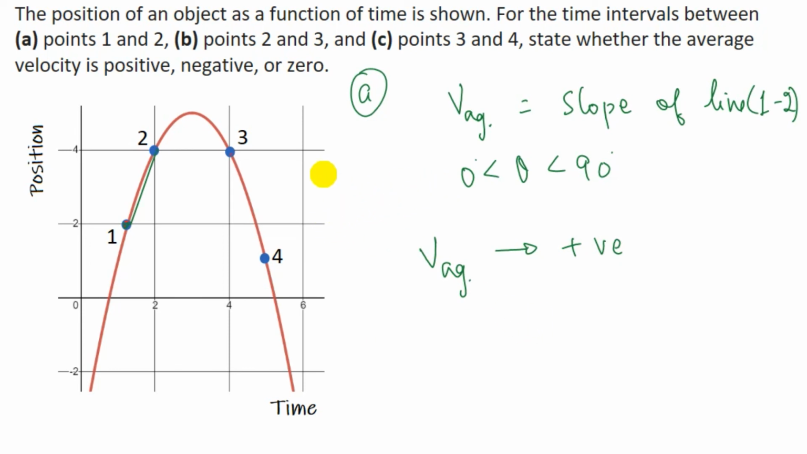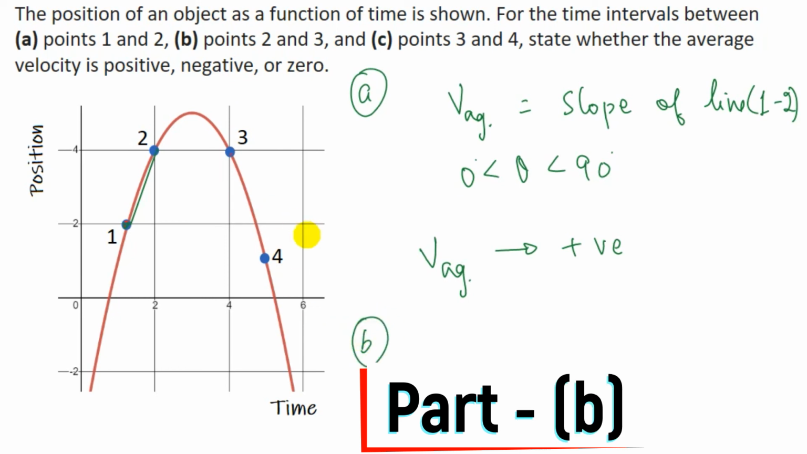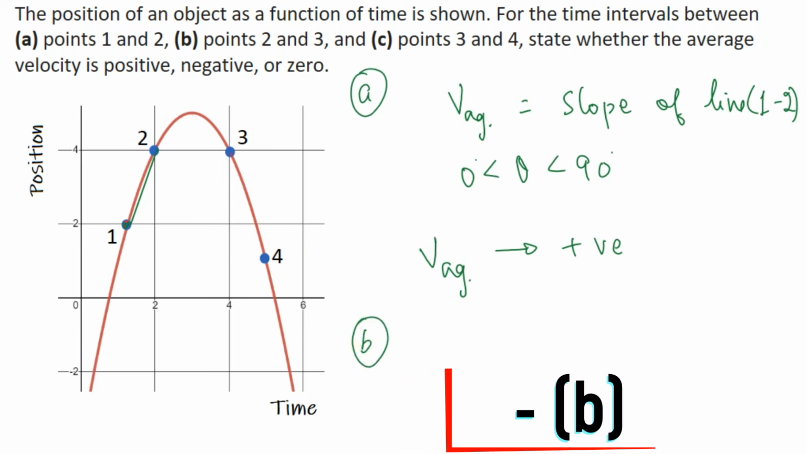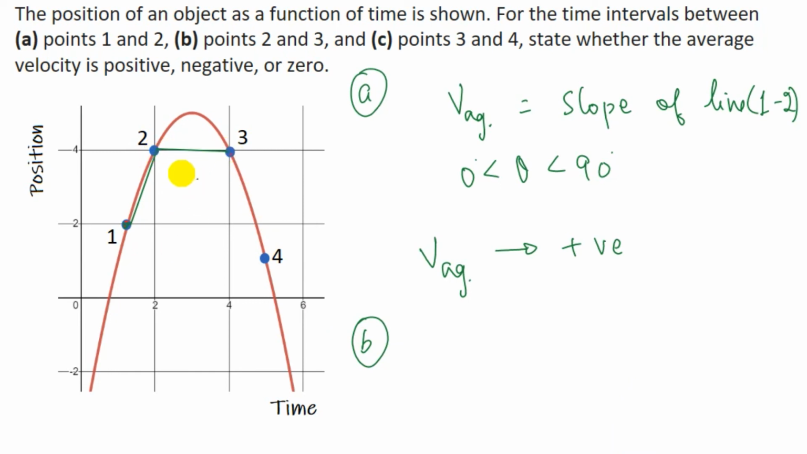Now let's discuss the B case. In this case, let's join these 2 points like this. Now here we see that the slope is 0 because theta is 0, or the change in the position is 0. So the average velocity in this case would be 0 since the slope is 0.